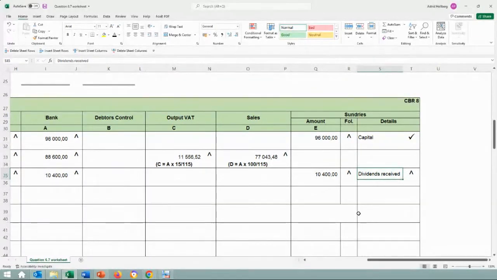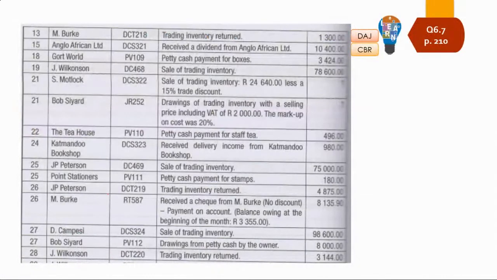Now remember, dividends received, because it's money we are receiving, does not have a VAT component. So therefore we do not have to raise any VAT on that amount. Okay, then on the 18th, we've got Gottwald. Let me just highlight here, it was returned, it was a dividend.